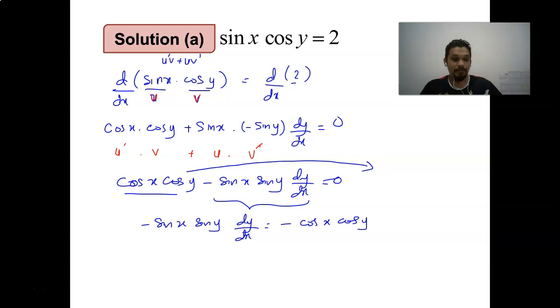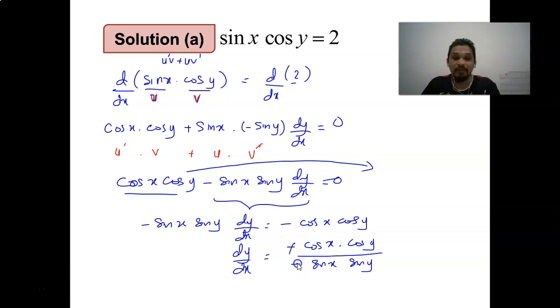So then dy/dx equals negative cos x cos y divided by negative sine x sine y. Negative divided by negative equals positive. Cos x divided by sine x, cos over sine, is cotangent x. Cos y divided by sine y equals cotangent y.